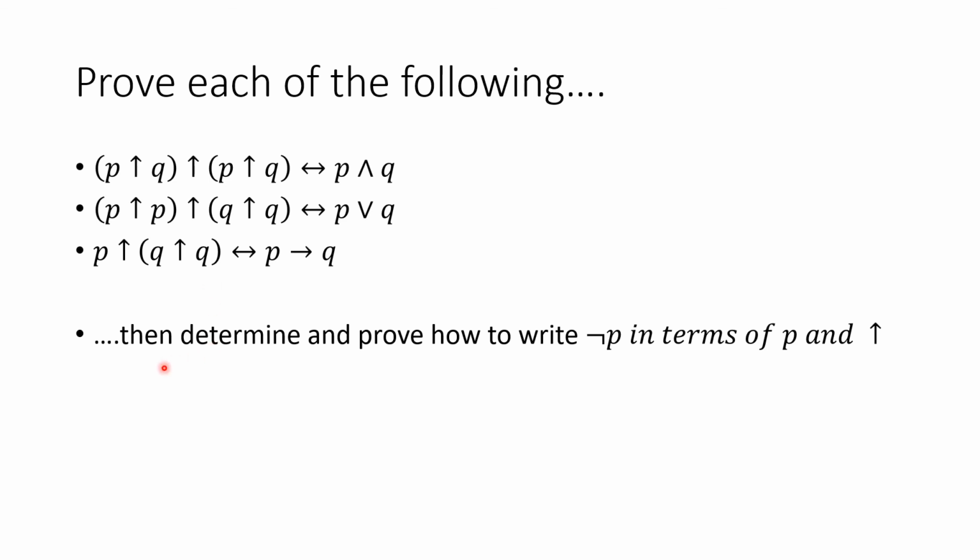And then the last one is a two-parter. You're to determine how to write negation P in terms of P and the Sheffer stroke. And then you're to prove that, in fact, you have that logical equivalence. So 5 things to prove, or 4 things to prove, I guess, and 1 thing for a little bit of research. A good project, I think.